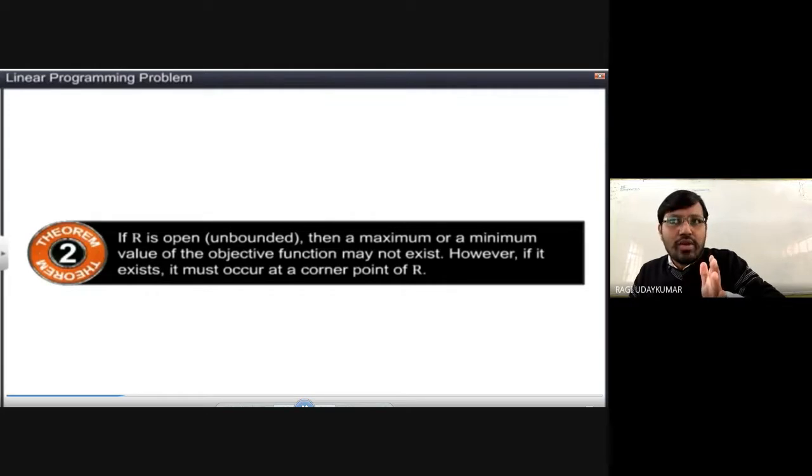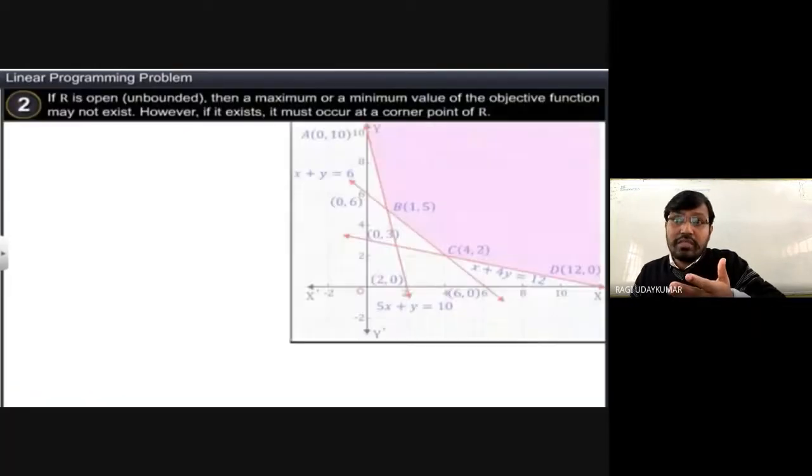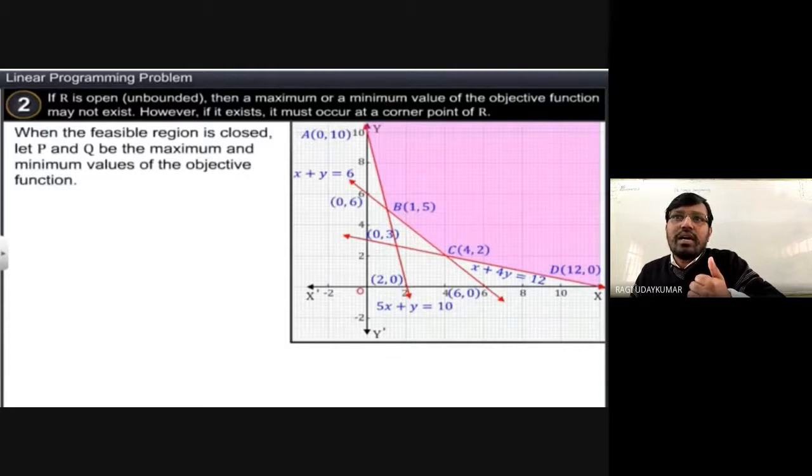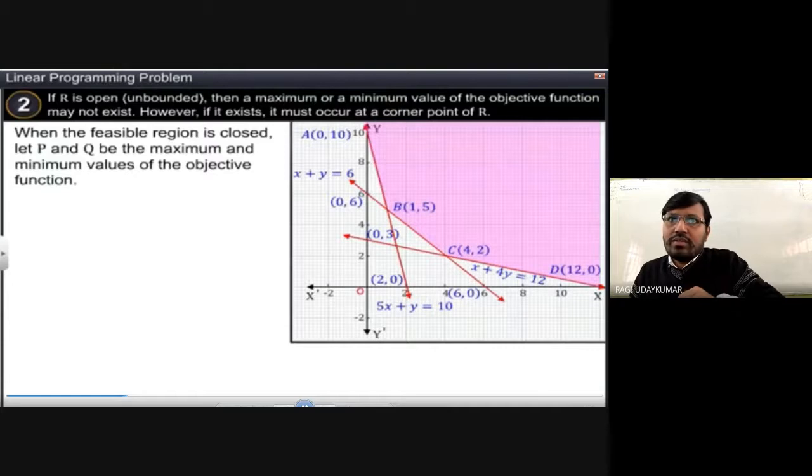Normally it does not exist; there may not be chances. So now come back to another problem here, the unbounded problem. This is an unbounded situation. So here, for example, R is open.